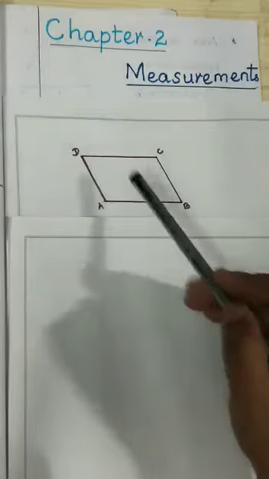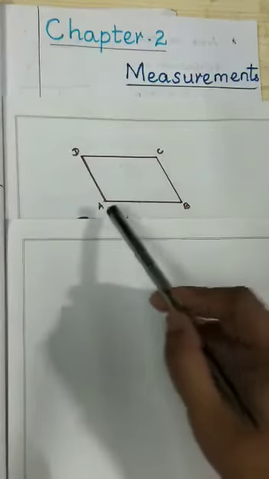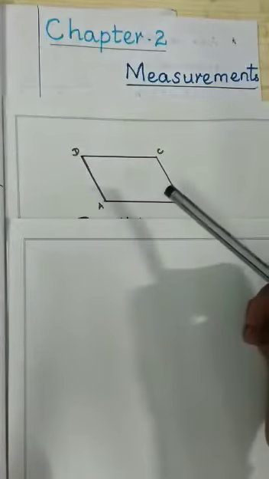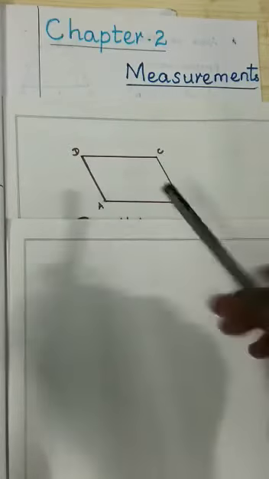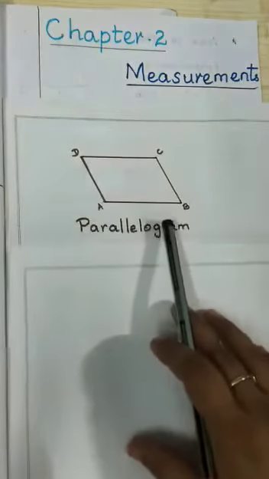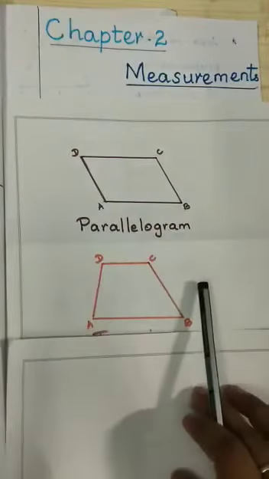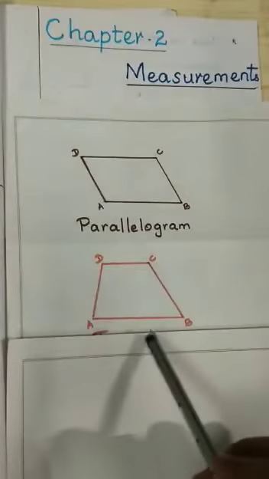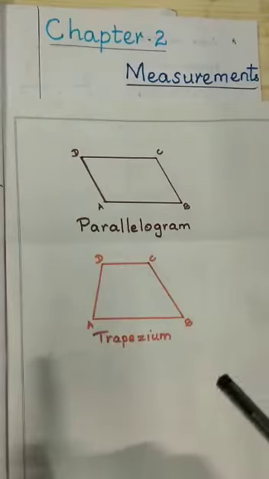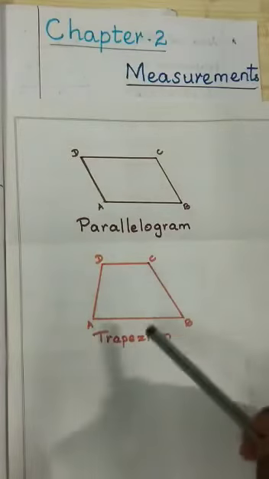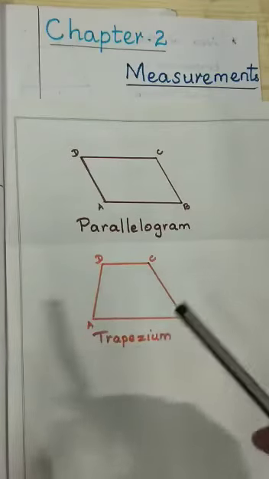If one pair of opposite sides, take AB and CD, are not equal, how will the shape look like? The shape looks like this. And the name of the shape is trapezium. Now tell me what you know about this shape, that is about trapezium.